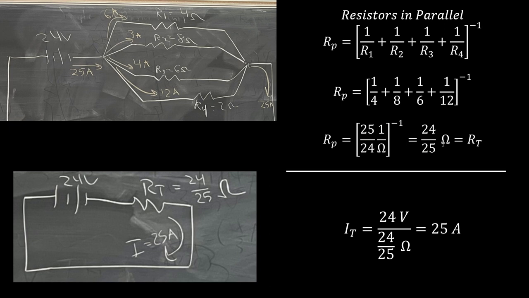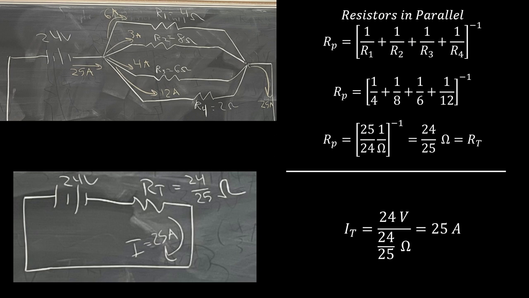And because this now gives us a circuit that has only a single resistor, we'll just call that RT. So to find the current flowing through this compressed path right here, that will just be 24 volts divided by 24 25ths ohms, which just becomes 25 amps of current.